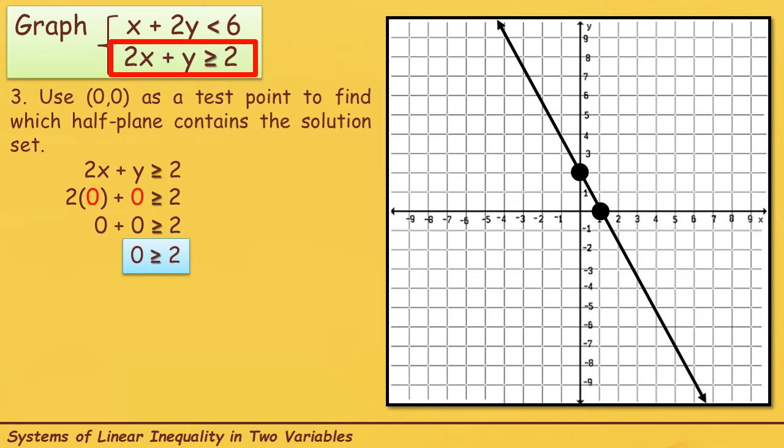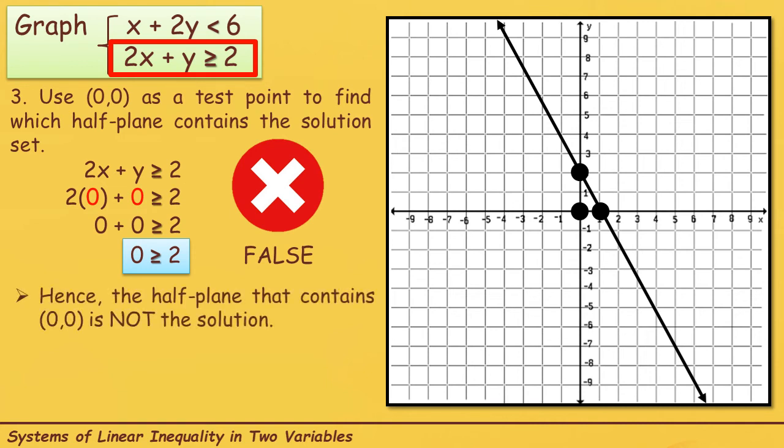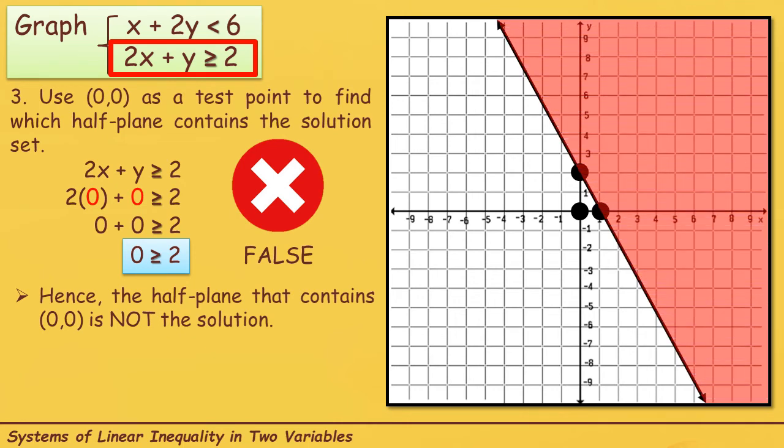Is this a true or false statement? 0 is greater than or equal to 2 is a false statement. So ayan ang ating (0, 0) at yan ay false statement. Hence, the half-plane that contains (0, 0) is not the solution. Ibig sabihin niyan, kung ito ay nag-false, itong part na ito ay hindi solution set. Ibig sabihin niyan, yung kabilang side ang magiging solution set. Ito yun.